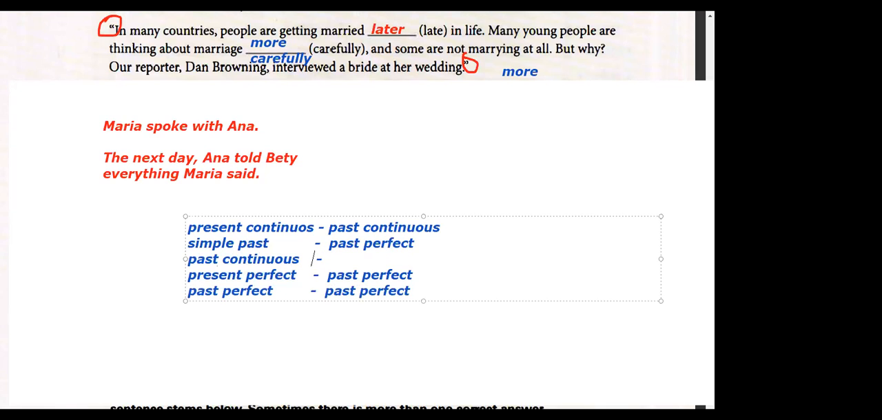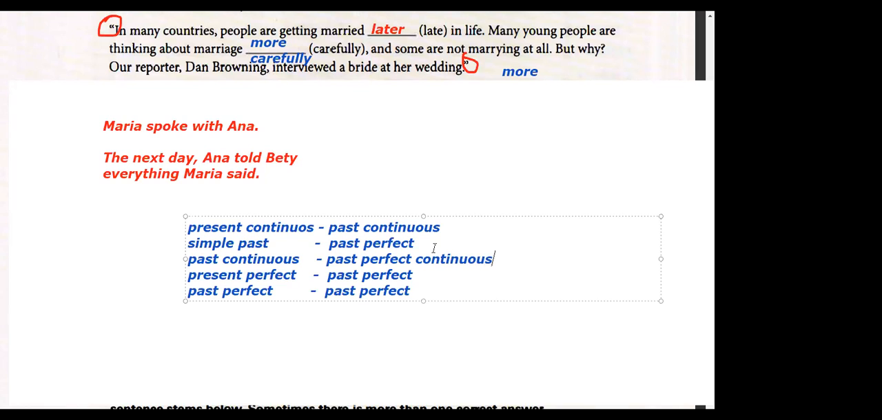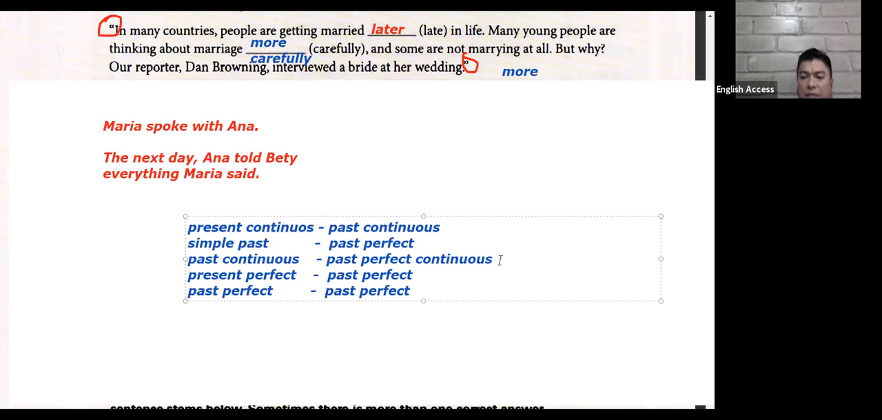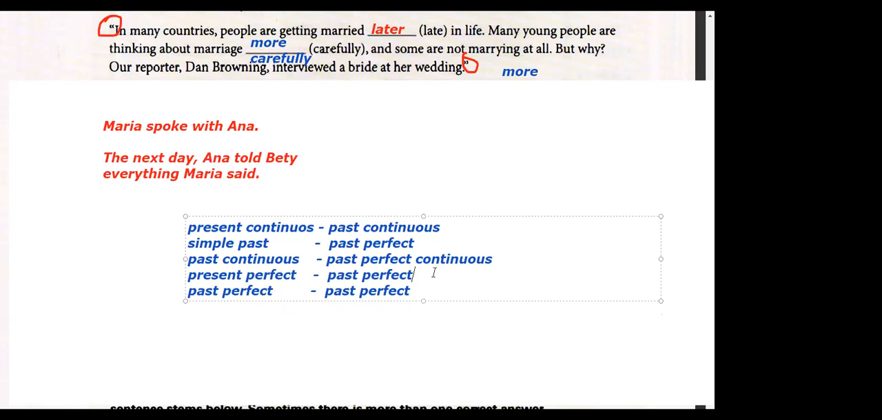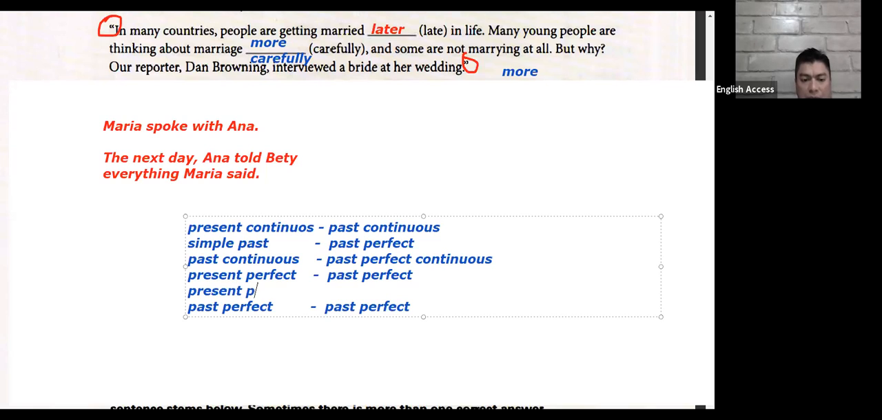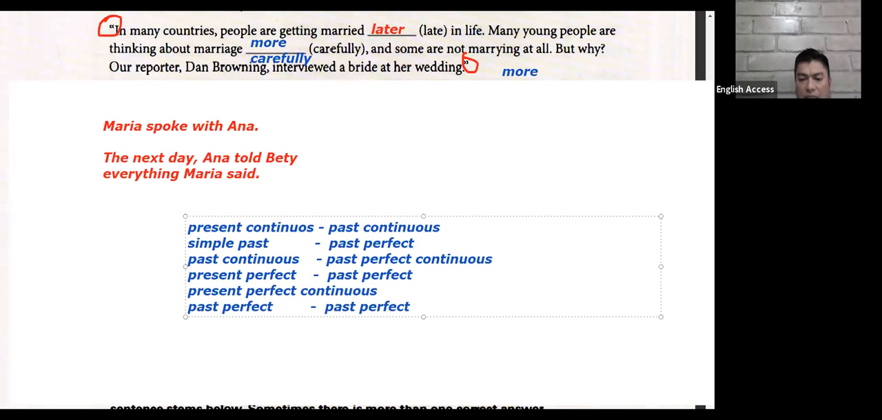Past continuous. Past perfect continuous. Past continuous. Present perfect. Past perfect. Present perfect continuous. Past perfect continuous as well. Yes, past perfect continuous. There you go. You have it, right? Present.